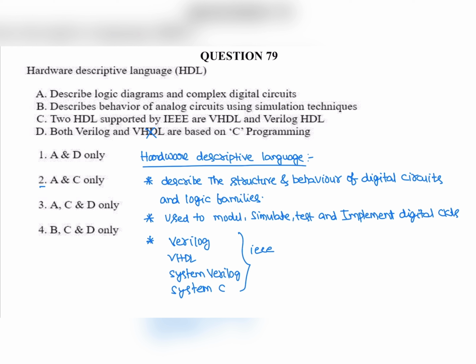Now, see the behavior of analog circuits. So it is wrong. It is a behavior of digital circuits. It describes the structure and behavior of digital circuits and logic families. It is not analog circuits. So this VHDL is not based on C programming. Correct statements are A and C. The correct option is 2.